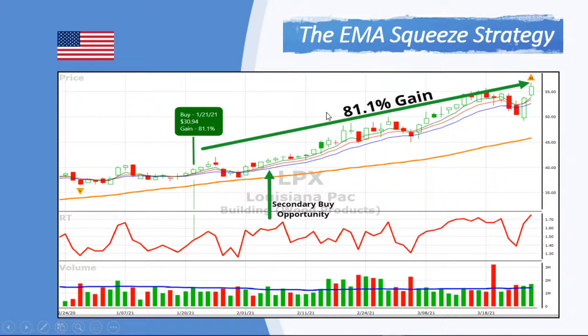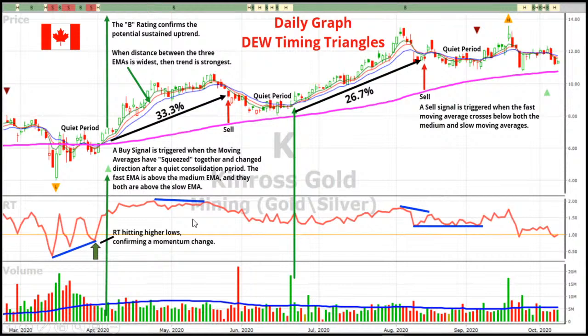Okay, you're still in the trade. 81% gain. You bought it at $30.94. It's about 56 or 57 bucks as of there.